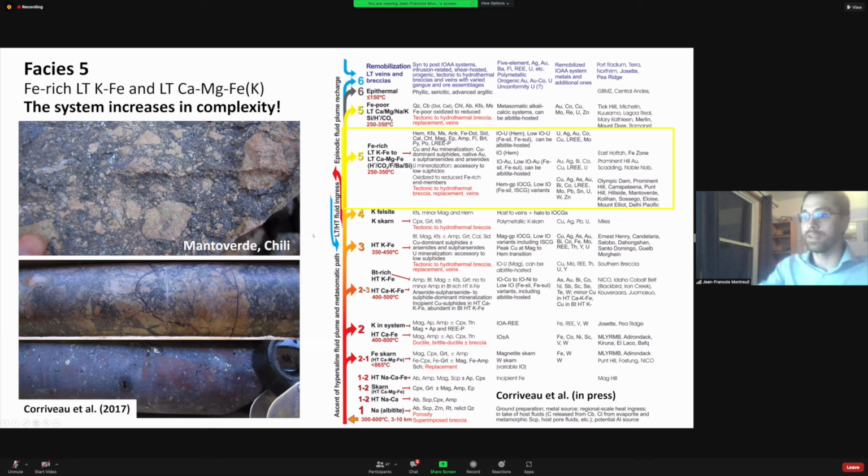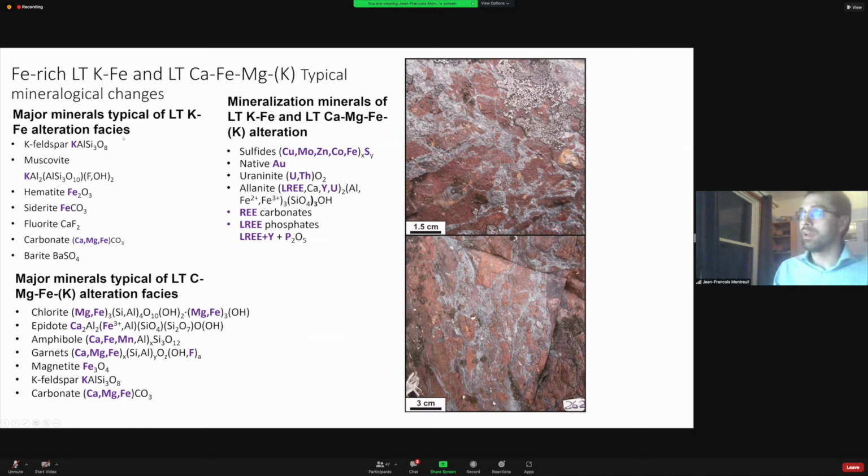So different minerals as well are precipitating in association with these alteration facies. So when we have the low temperature potassic iron, potassic phases like K-feldspar progressively evolving to muscovite will be very important in the paragenesis. They will be associated with the hematite, more often specular hematite as well. A component of significant siderite is going to be present. Fluorite can become very important. And then there can be other carbonates as well. So ankerite, calcite, dolomite, variably present. And then barite becomes a very important component in these zones of alteration.